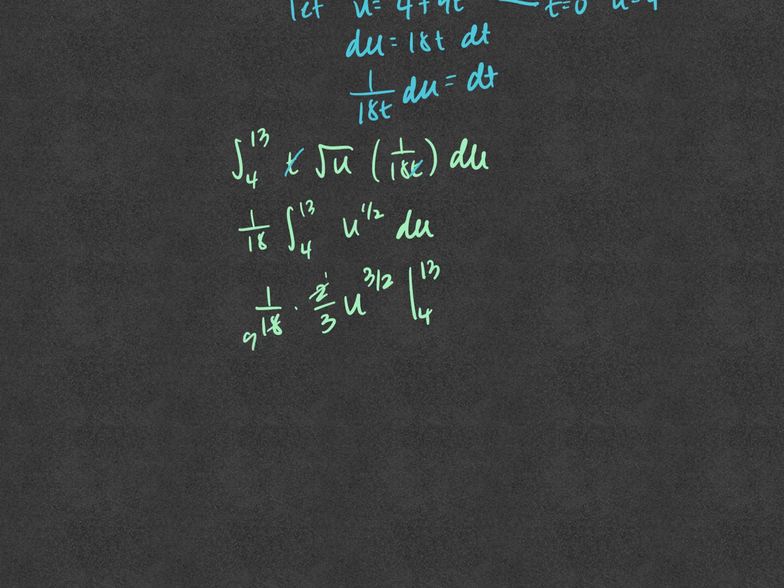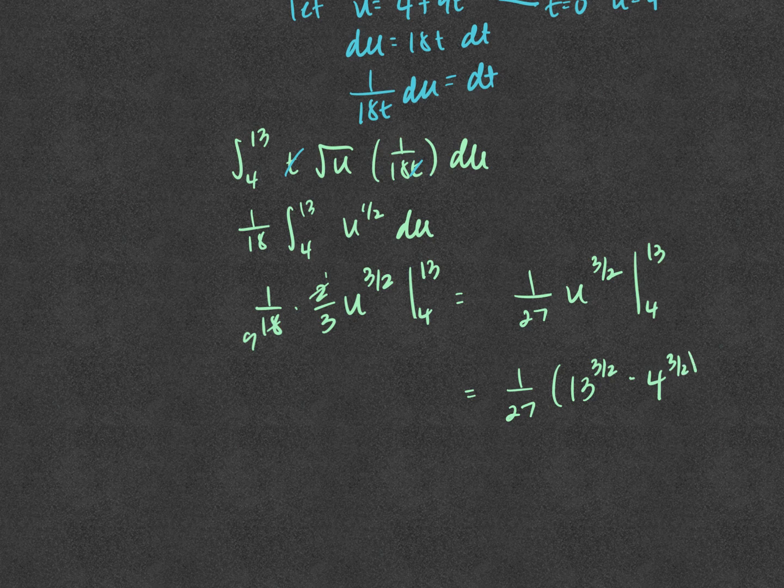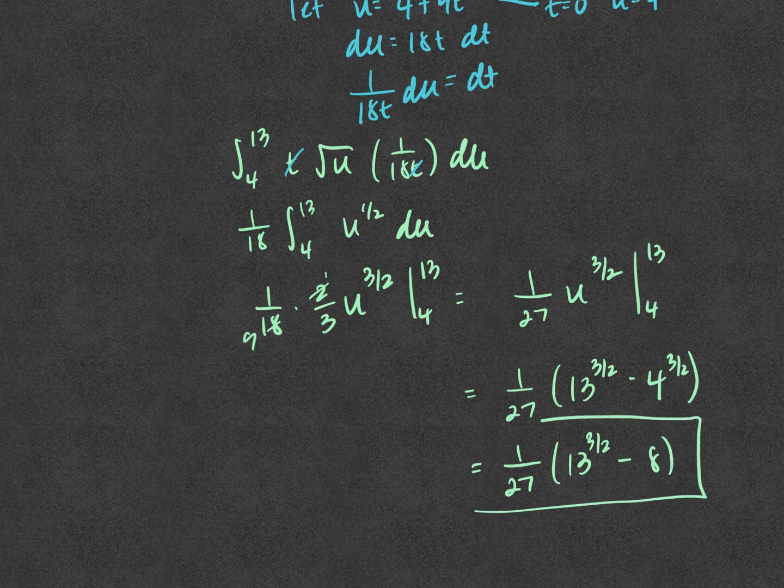I'm going to reduce this fraction. So I have 1 over 27 u to the 3/2. Now, we're going from 4 to 13. So 1 over 27, we have 13 to the 3 halves minus 4 to the 3 halves. Remember, 3 halves means the square root and then you cube it. So 13 to the 3 halves can't be simplified, but the square root of 4 is 2, to the third power is 8. So this is your answer right here. This is the arc length of that figure of the given vector at the top.